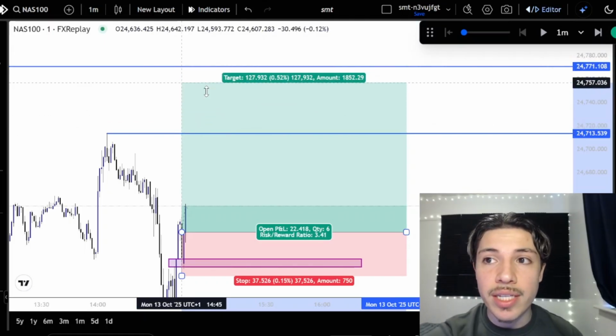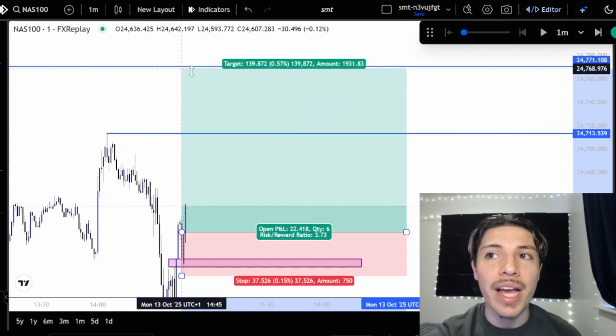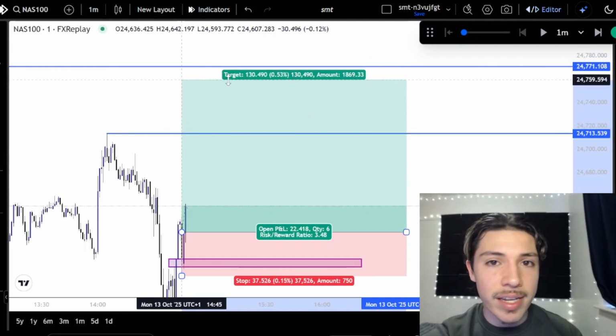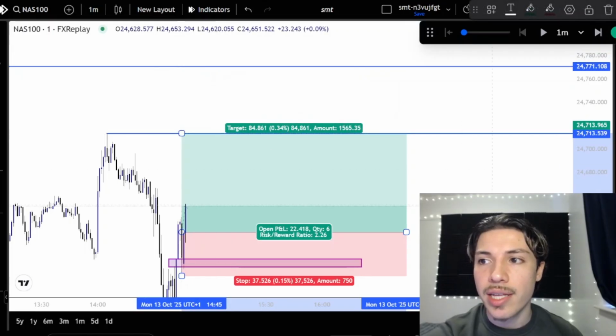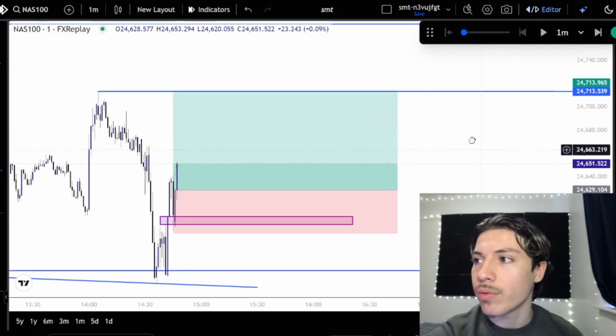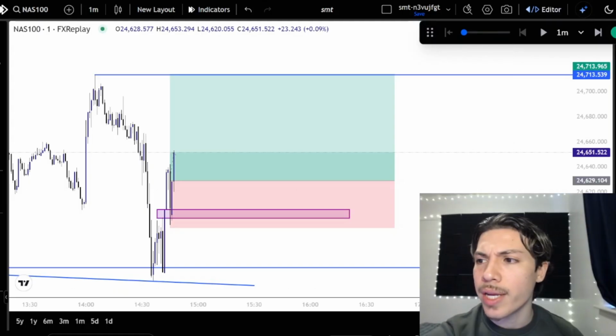You have the opportunity to take partials here and then target this as the final take profit. But just for the sake of this example, we're going to target this high here for a 2.26 risk to reward ratio. So let's wait and see what happens.